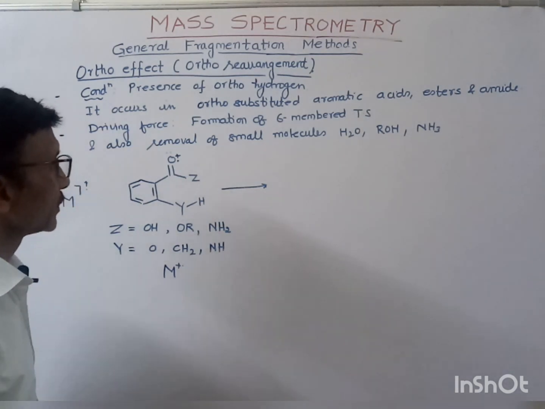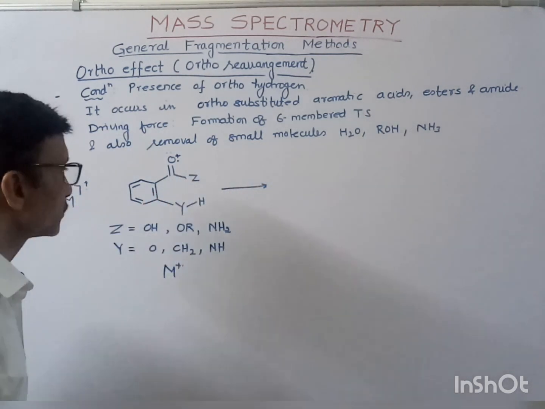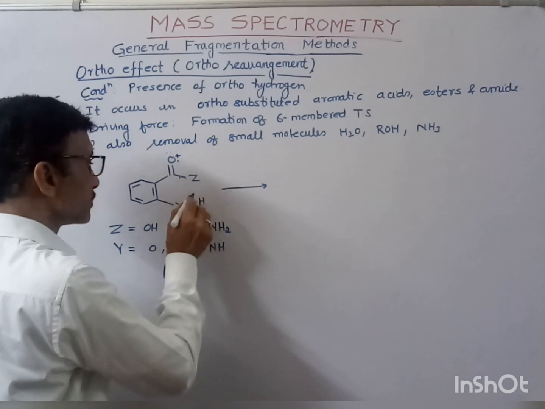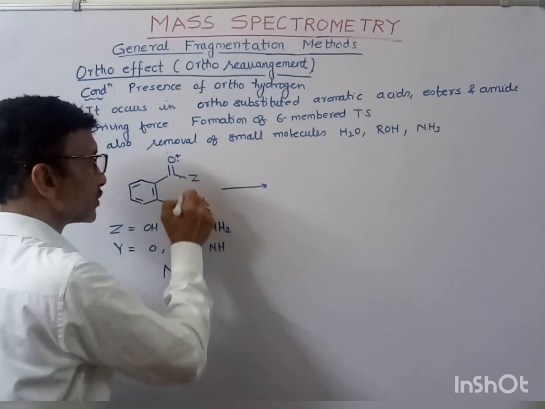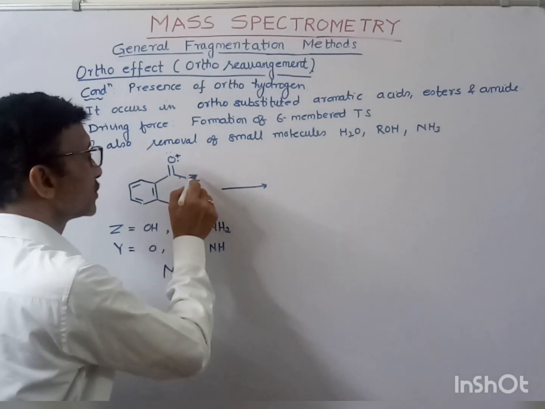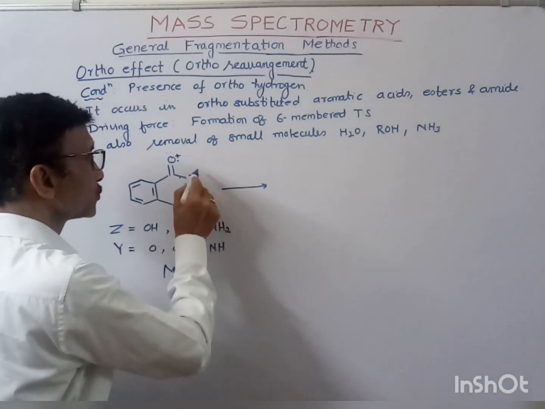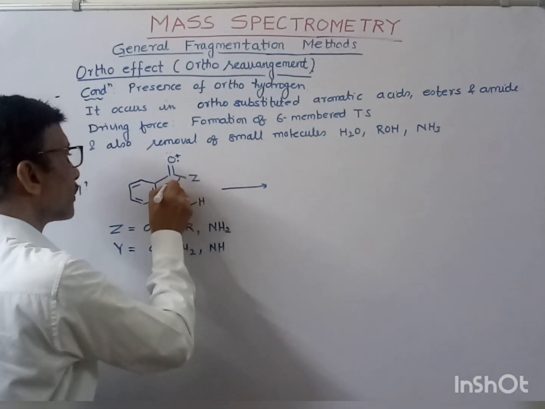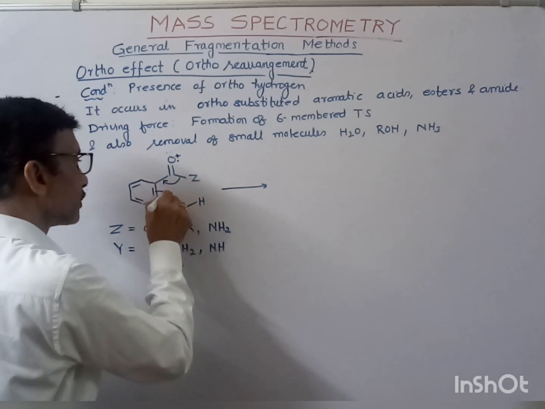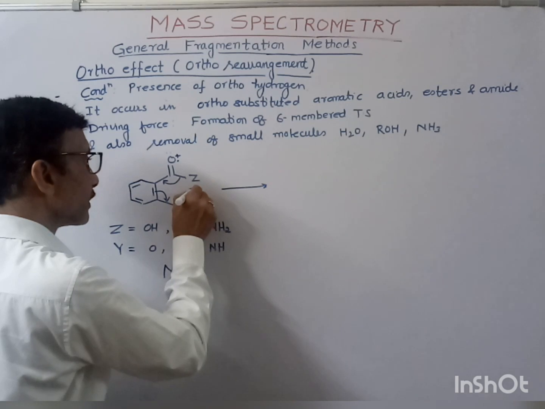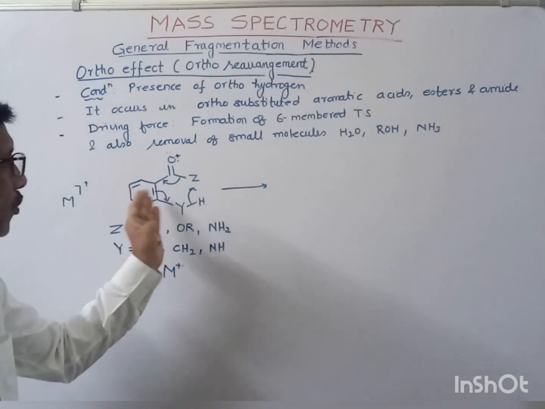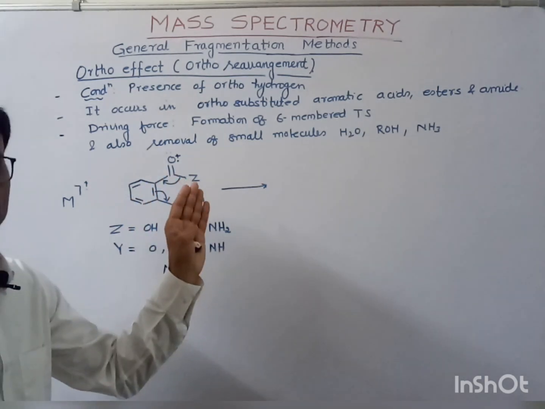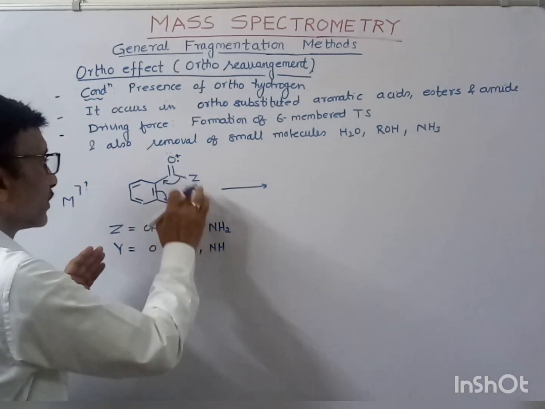Now in the ortho effect, the removal of these molecules should take place. So how? Here you can see, suppose it is OH and this is H, so H2O would be removed. In the same way, suppose it is OR, then ROH would be removed, and NH3 can be removed in the case of amide. So this will go over here, and this bond over here. You may see bond breaking and bond formation, and ultimately a 6-membered transition state will form over here.